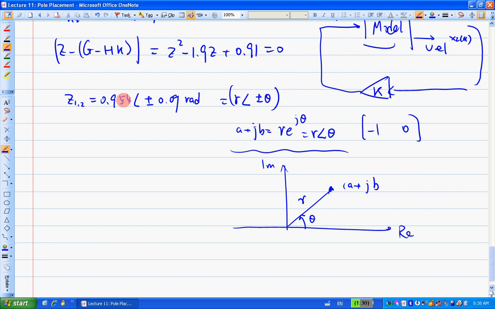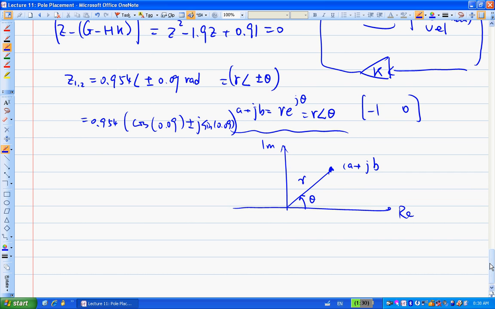If you wanted to rewrite it back into regular a plus jb format, you're just going to have to use what? Euler's formula. So this is basically 0.954 cos of this angle in radians, plus minus j sine of this.